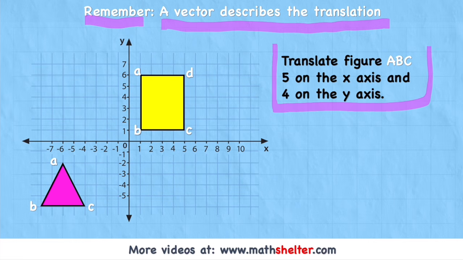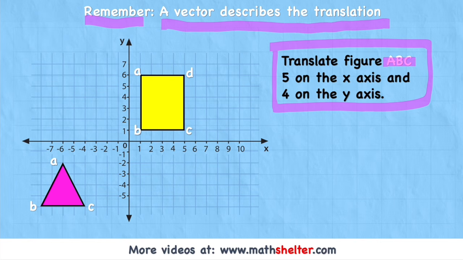But for now, we're going to look at this first instruction, and it says we need to translate figure ABC, 5 on the x-axis and 4 on the y-axis. So let's try and understand what that means. Well, figure ABC refers to one of our shapes that has corners of A, B, and C. With 3 corners, we know the shape has to be a triangle. So let's have a look at this triangle down here in the corner. We can see we have corners A, B, and C. So we know we're translating this triangle here.